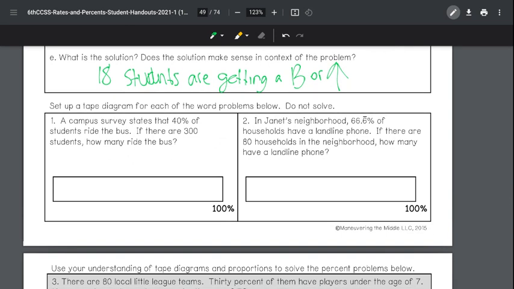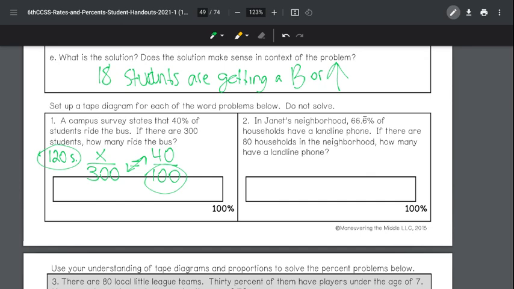Number 1, a campus survey states that 40% of the students ride the bus. If there are 300 students, how many ride the bus? So how many out of 300 ride the bus? 40% ride the bus out of 100% of the students. Cross multiply and divide. 300 times 40 equals 12,000, and we divide that by 100, and we get 120 students. 120 students are riding the bus out of the 300 kids at school.